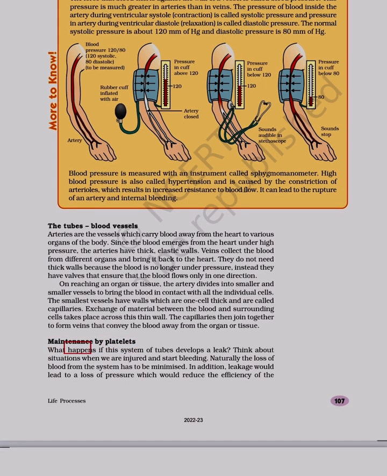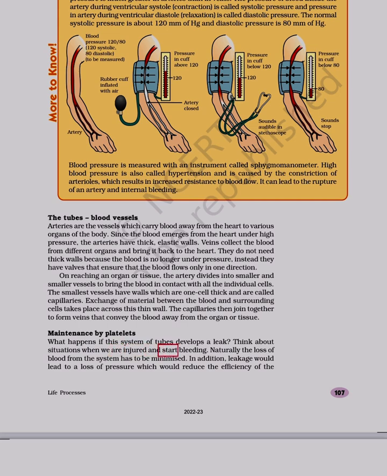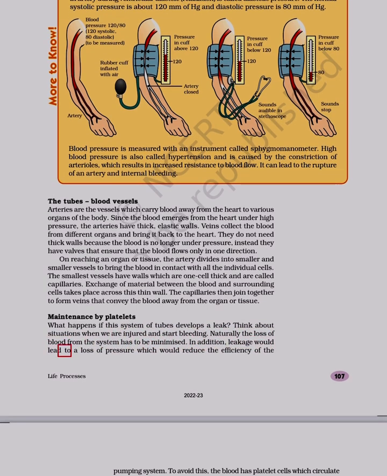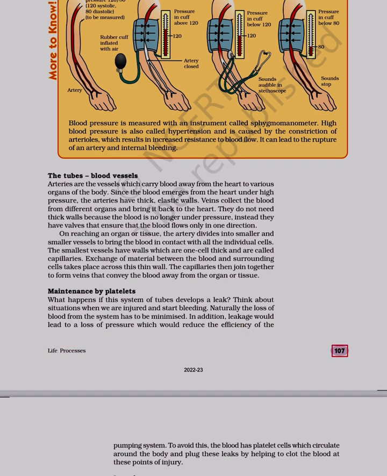Maintenance by platelets. What happens if this system of tubes develops a leak? Think about situations when we are injured and start bleeding. Naturally, the loss of blood from the system has to be minimized. In addition, leakage would lead to a loss of pressure which would reduce the efficiency of the life processes.